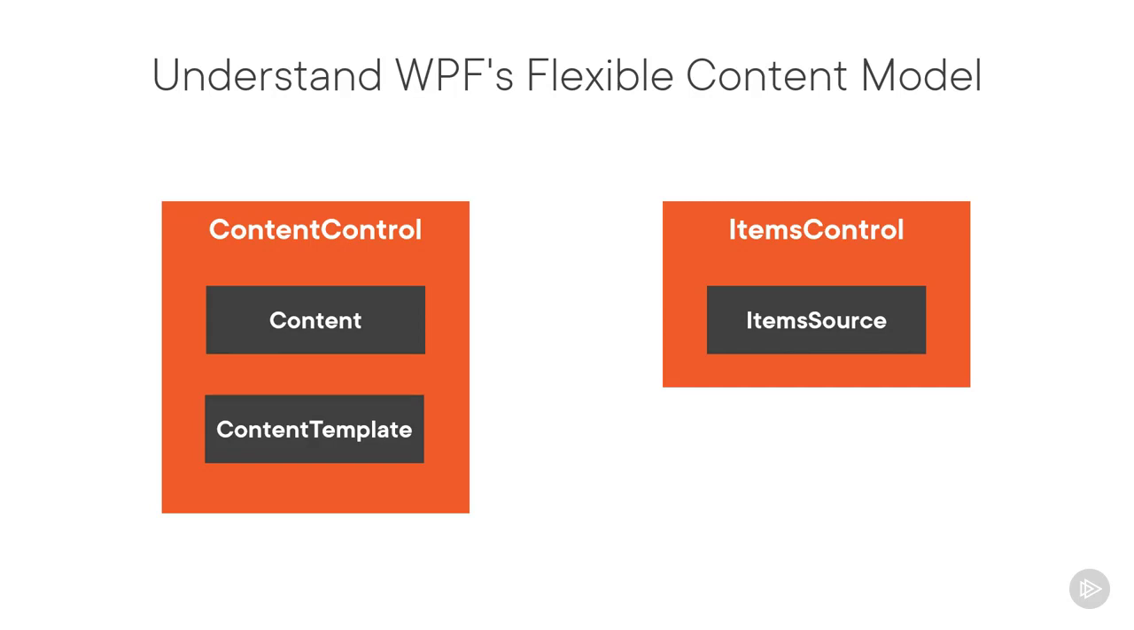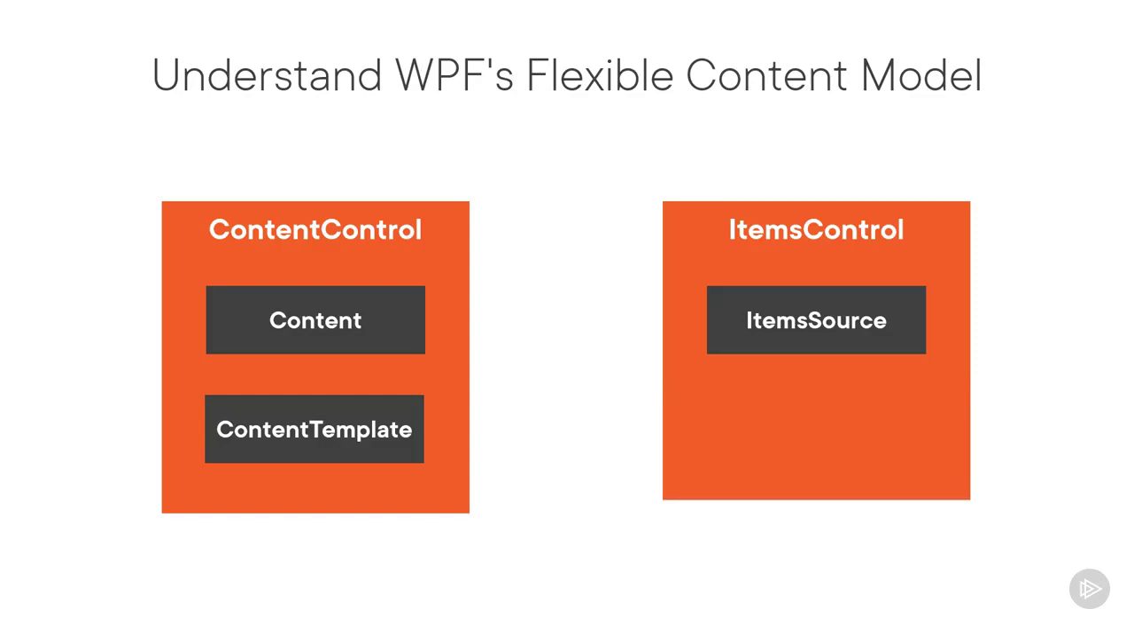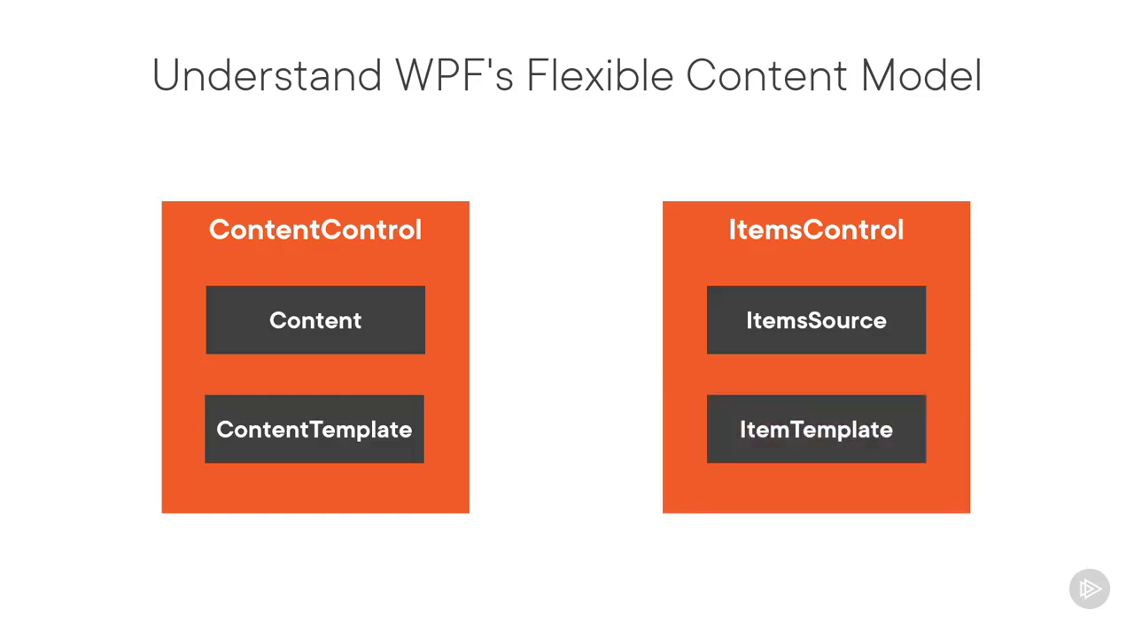For these objects, the same rules apply as within the ContentControl. UI elements are rendered, and for any other object, the result of the ToString method is shown in a TextBlock. If that ToString result is not what you want, you can assign a data template to the ItemTemplate property. With that data template, you define the user interface for the objects in your ItemsControl.